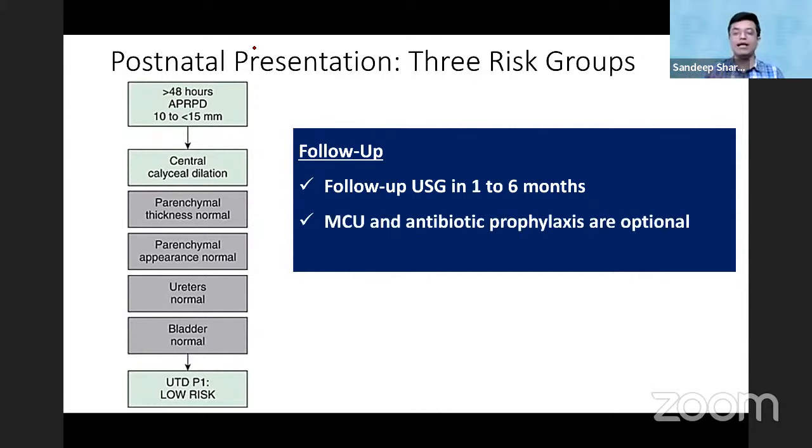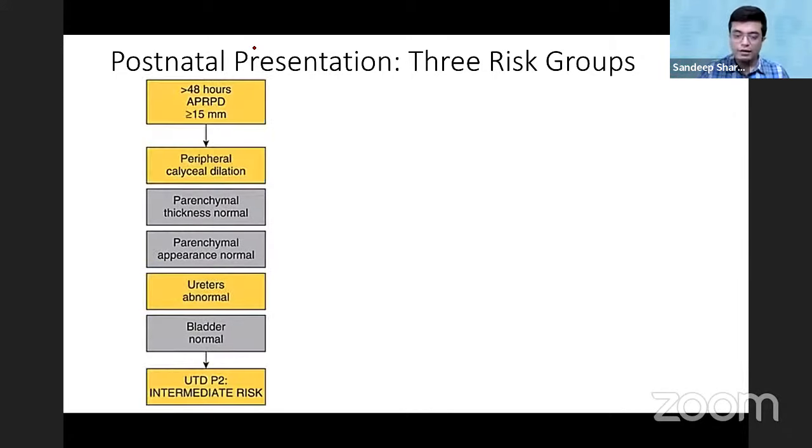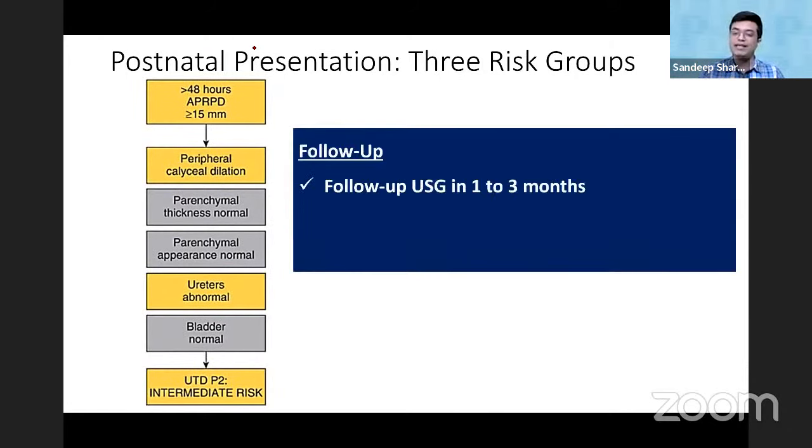Then MCU and antibiotic prophylaxis, micturating cystourethrogram, also called voiding cystourethrogram, and antibiotic prophylaxis are optional here. Renal scan is not indicated. There is no indication for a renal diuretic scan. In case it is an intermediate postnatal presentation, follow-up will be needed in 1 to 3 months. There it was 1 to 6 months. Now it becomes 1 to 3 months.